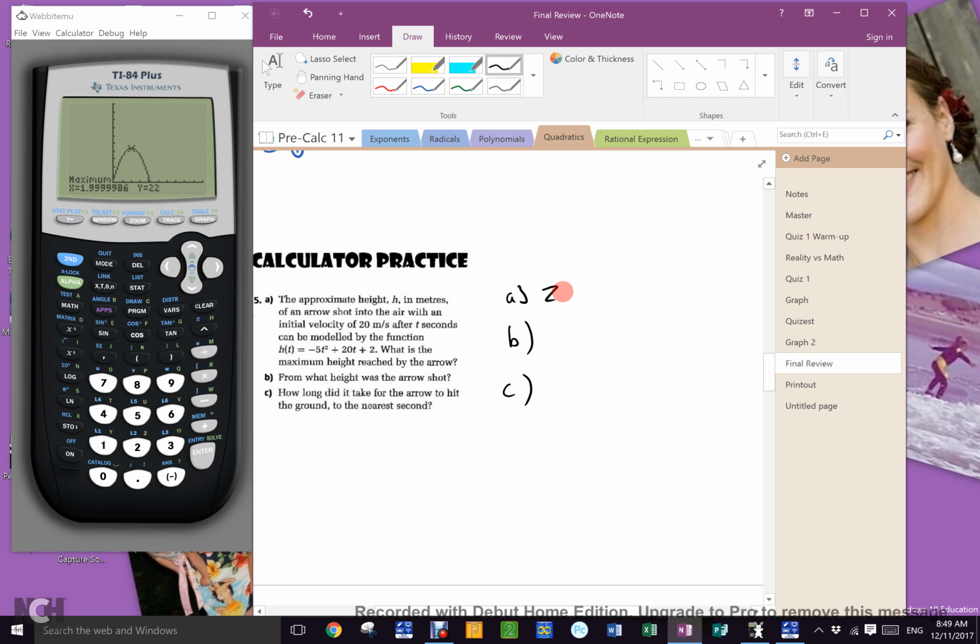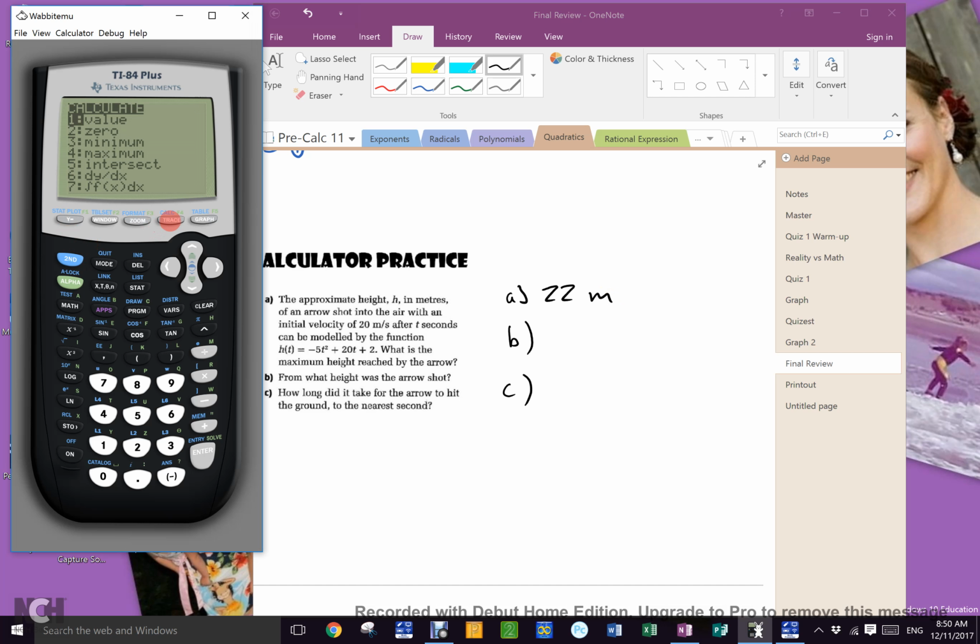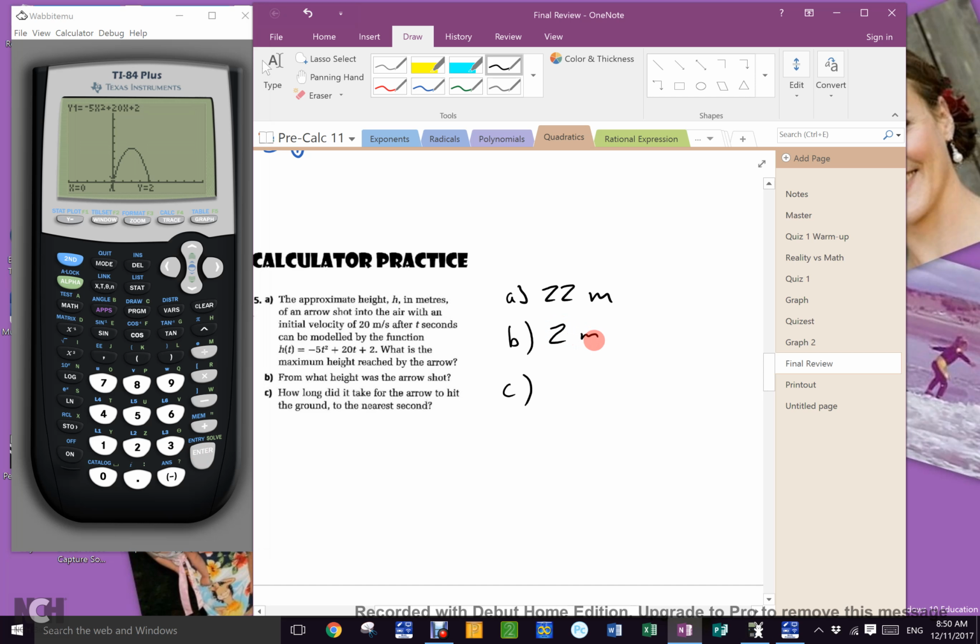From what height was the arrow shot? The arrow is shot at what point on the x-axis? At what time? 0, right? So if I go second calc, value, x equals what? 0. Enter. What's y? 2. 2 meters.